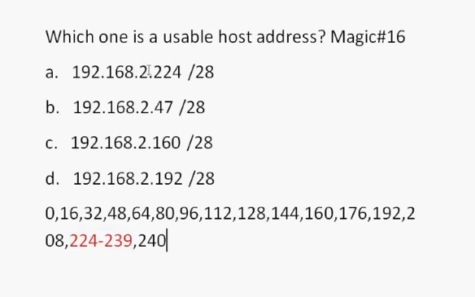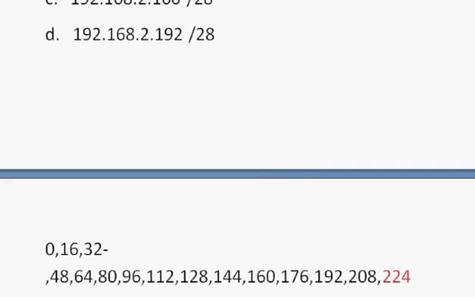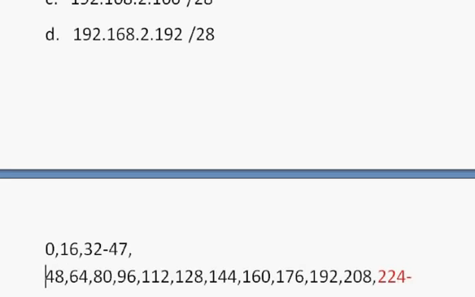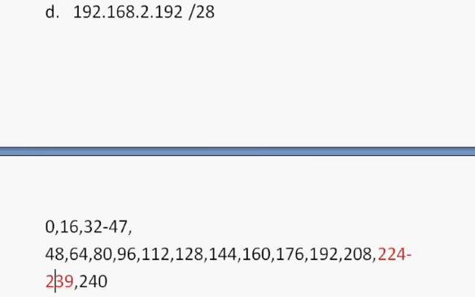How about the 47? Well, we see that there's a 48 network, so you go, oh, 47, that looks good. But 32 is the network number, and it's 32 to 47. So right off the bat that's not a good number, because 47 is a broadcast number. It's the 32 to 47 network, so we know that's no good.